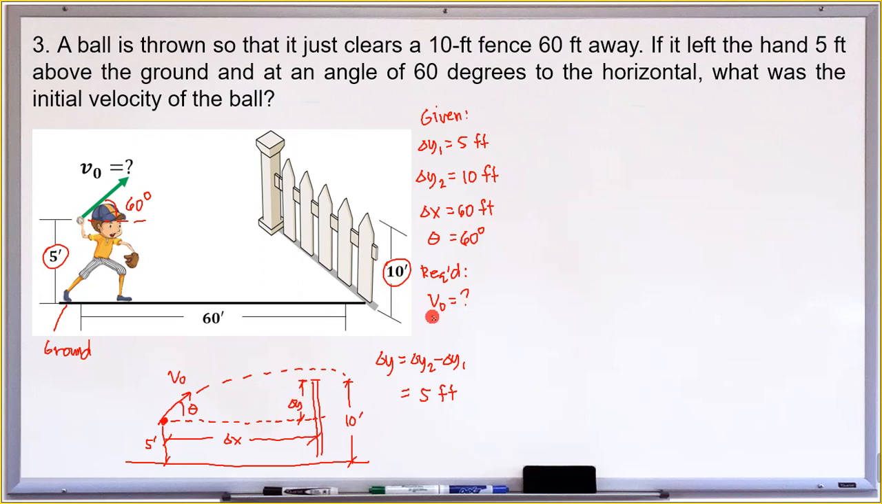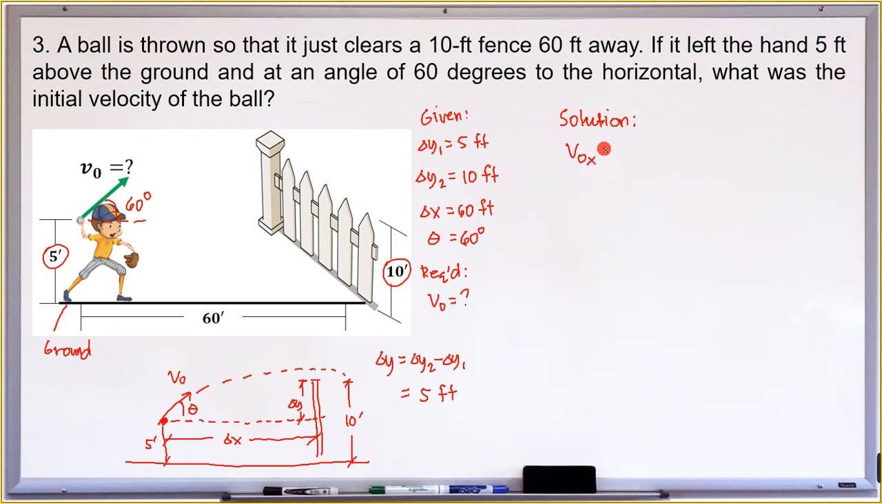So that is the effective displacement that we are going to use in our calculation. So again, the initial velocity is required. This is a problem similar to the previous one. So for our solution, we will look for a kinematic equation that relates the required initial velocity with respect to the other parameters. So let's start with the x component.